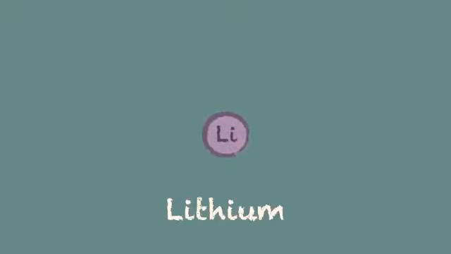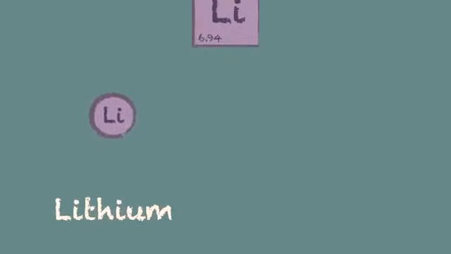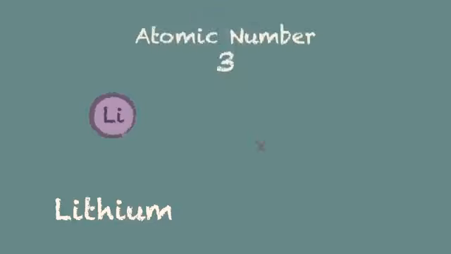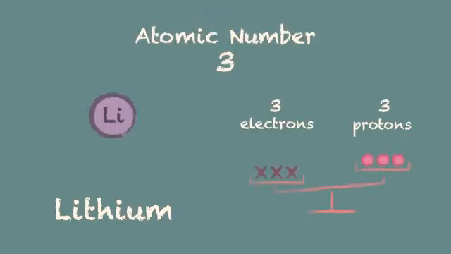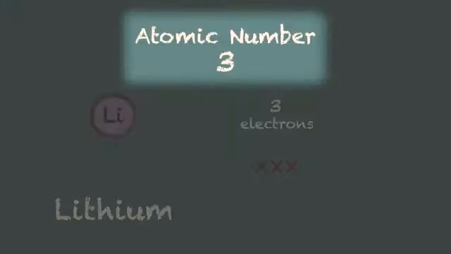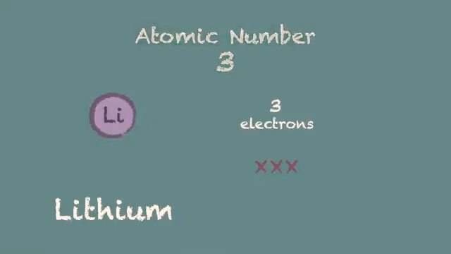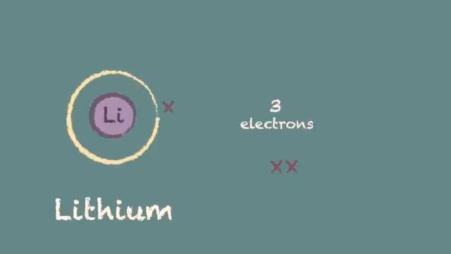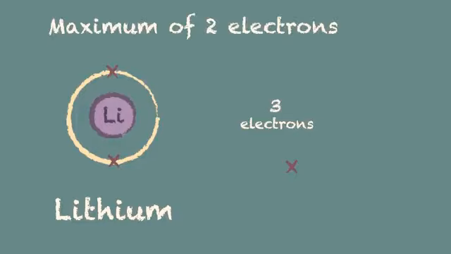We'll take a lithium atom as an example. With an atomic number of 3, it must have 3 electrons to balance the positive charge of the 3 protons in the nucleus. It's worth remembering that the atomic number tells you the total number of electrons in a neutral atom. So, we put the first electron into the first shell, and the second. However, this shell can only contain a maximum of 2 electrons. That's one of the rules that you need to remember.